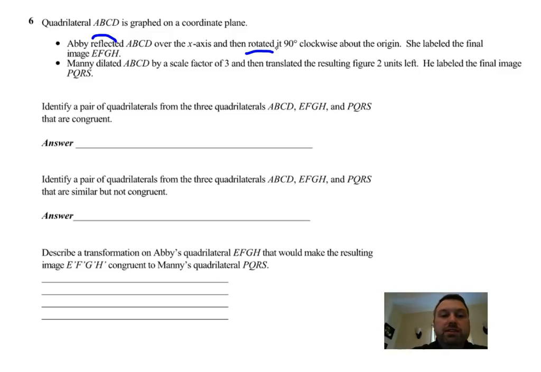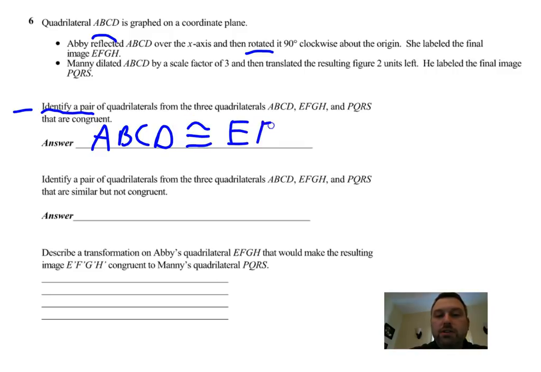Okay, so the first part says identify a pair of quadrilaterals from the 3 quadrilaterals ABCD, EFGH, and PQRS that are congruent. So you didn't have to explain why for this first part, just identify. So ABCD gets reflected and rotated, well then it's congruent to EFGH. Now a lot of you just used AB or just used EF. You've got to use the 4 letters that identify the quadrilateral. So you need to say ABCD, and you can choose the symbol, is congruent to EFGH.